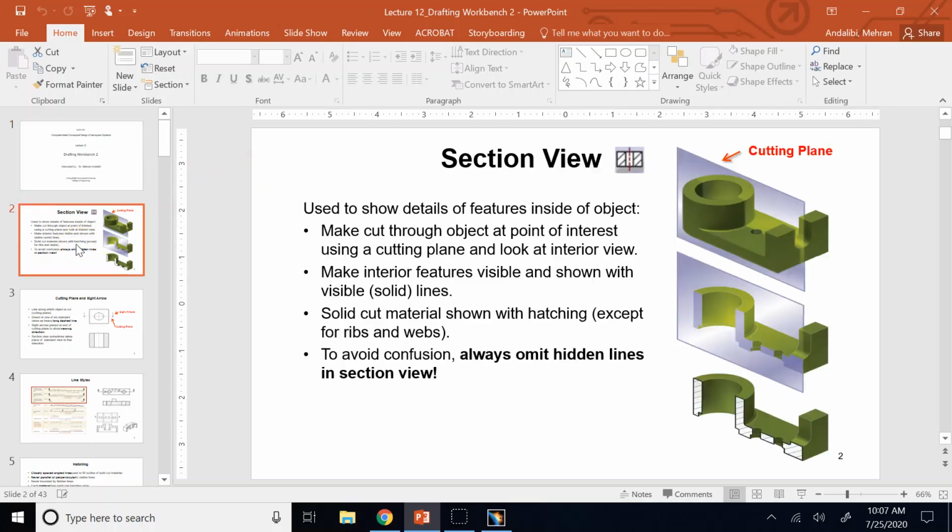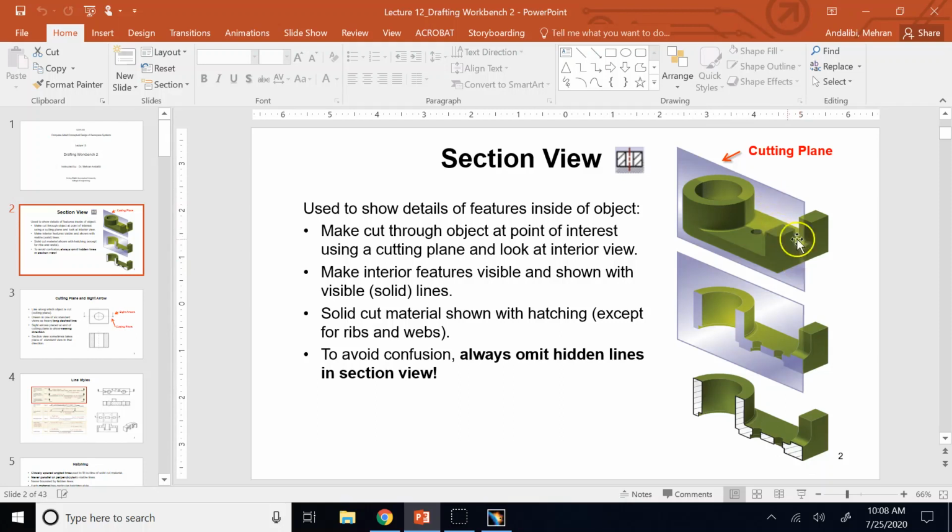So first, section view. When your part has some details inside or hidden, when you want to project them on the main three views, they always appear as dashed lines, as hidden features. One way to see better inside the part and render those hidden features as visible is to cut the part with a plane into two pieces and then look at one of these pieces.